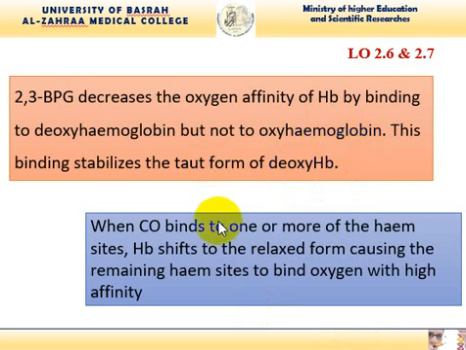While in carbon monoxide poisoning, the answer is because carbon monoxide, when it binds to one or more of the heme sites, will lead to the shifting of the hemoglobin from the tense state into a relaxed state. This shifting from the tense to the relaxed state causes the remaining sites of the heme to bind with the oxygen with high affinity.